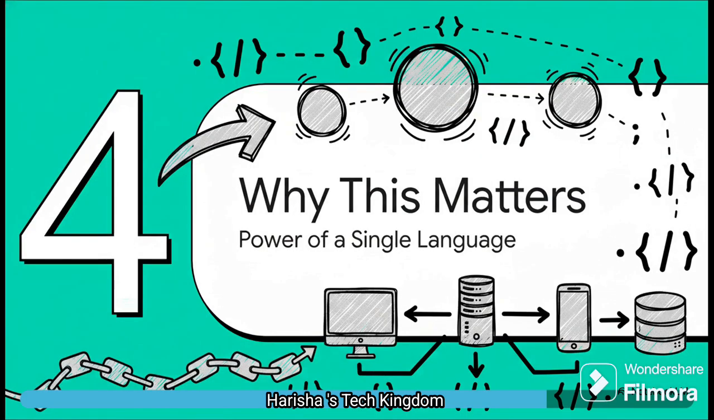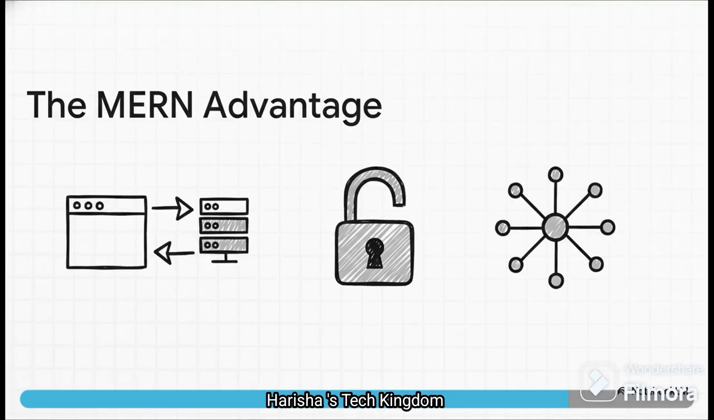So, what's the big deal? Why is MERN so incredibly popular? Well, it really boils down to one massive, game-changing advantage: the power of using a single programming language for the whole shebang. The real secret sauce here is consistency. You're using JavaScript for everything. You use it on the front end with React, and you use the very same language on the back end with Node and Express. This makes development so much simpler and faster.